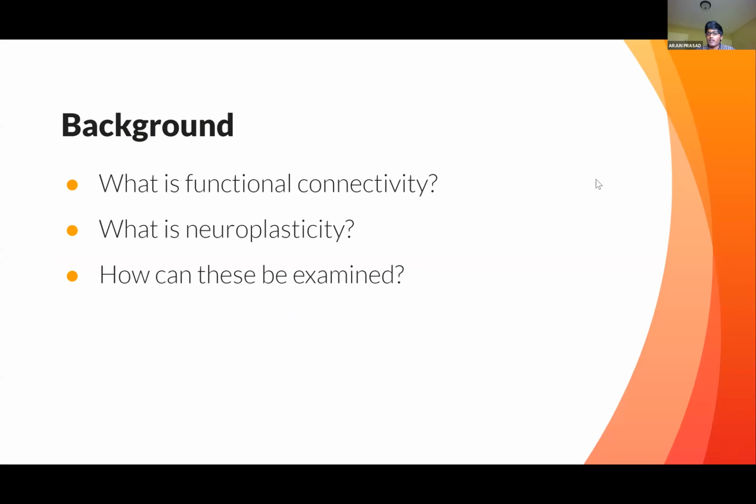So just a little bit of background for the research process. What exactly are these two concepts? What is functional connectivity and neuroplasticity? So functional connectivity is talking about the correlation in activity patterns between various regions of the brain. Now, these can be homotopic regions, which are regions that correspond to the same network on both hemispheres, like a mirror, or non-homotopic, which are completely different regions on either hemisphere.